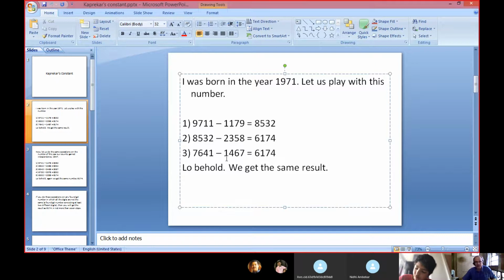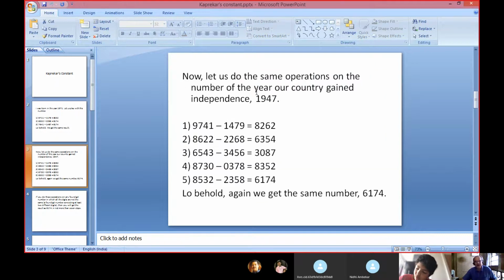So we did this, and now try it out with this 1947. After doing this, you can take up any four-digit number of your choice and try out this operation. Nehal, did you follow what I am saying? Okay, sir. Beta, do it. Let's have fun with numbers today.